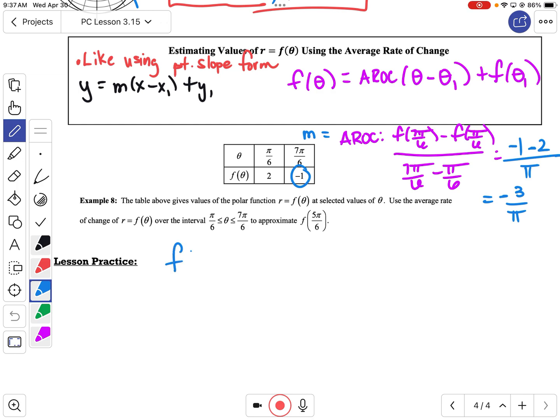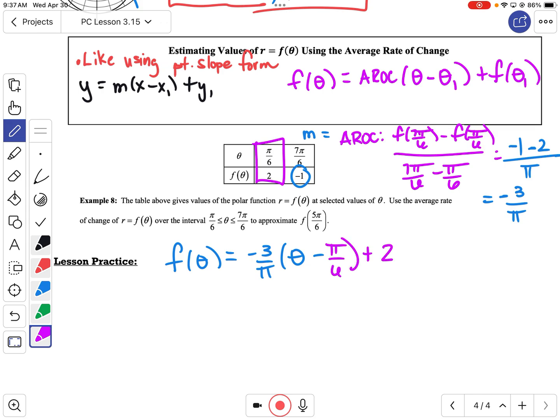So we can approximate f of theta to equal -3 over pi times theta minus pi over 6, plus f at pi over 6. It does not matter which ordered pair you choose, so I'm just going to take that first one, pi over 6, and keep that f value. That's my approximation for f. We don't really know what it is, but that's the best I can do, which is to write some form of a linear equation. So now it says to approximate f at 5 pi over 6.